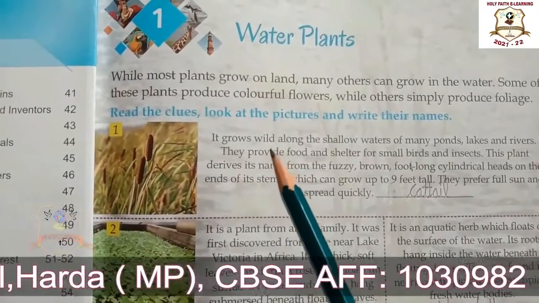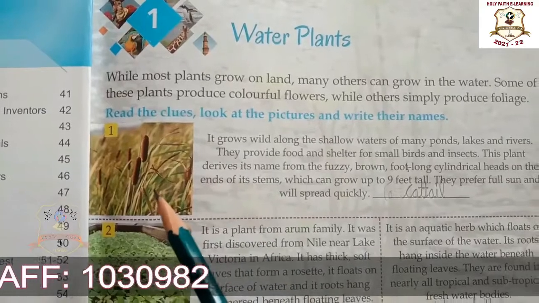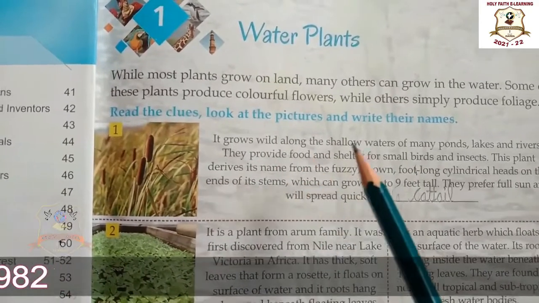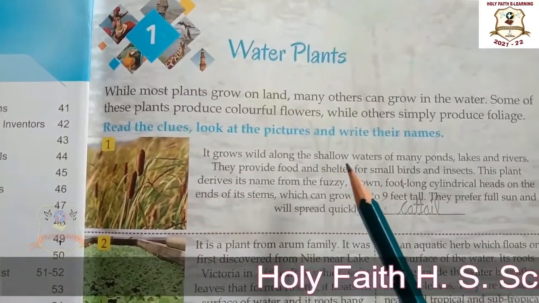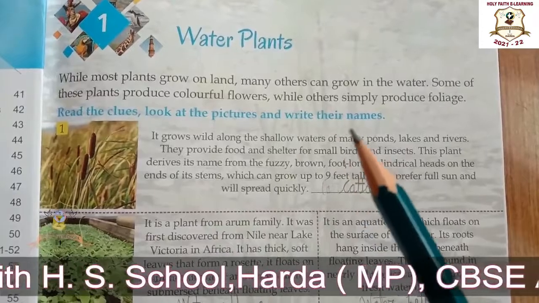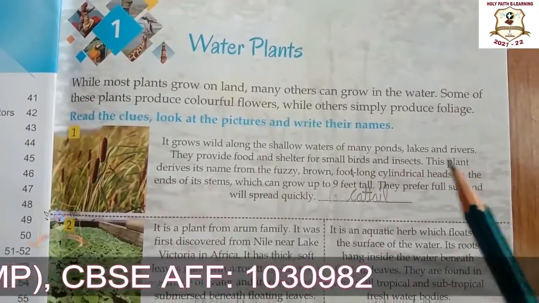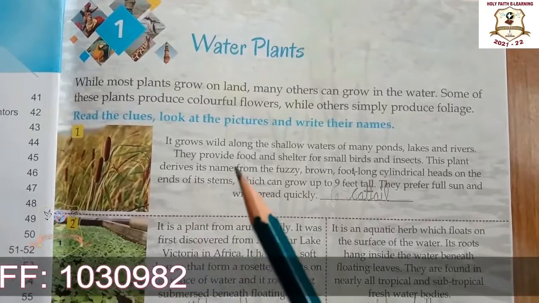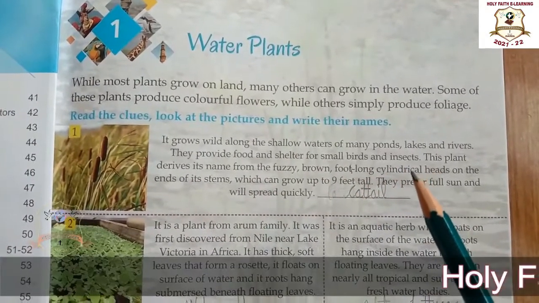It grows wild along the shallow water. What is written about this picture? It grows wild along the shallow water. Shallow means not very deep, of many ponds, lakes and rivers. They provide food and shelter for small birds and insects.